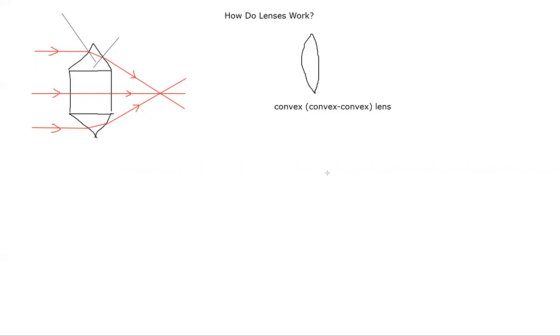For our diagram purposes, we'll not draw the lens each time. Instead we're going to draw a line like that with two arrows pointing outward, which means the edges are thinner and the middle is thicker, but we will work with a so-called thin lens. So this will be a thin convex lens. The reason we need to deal with thin lenses is that we want to avoid certain problems, and those problems will be mentioned later.